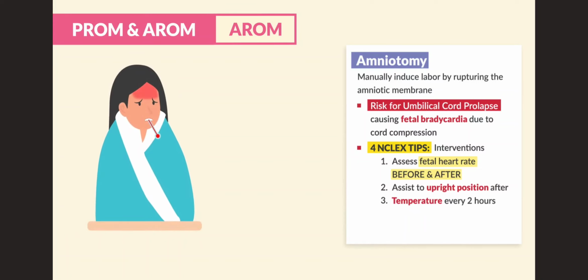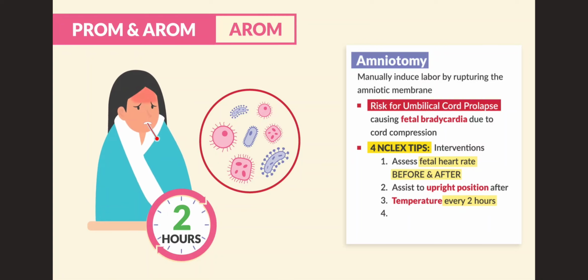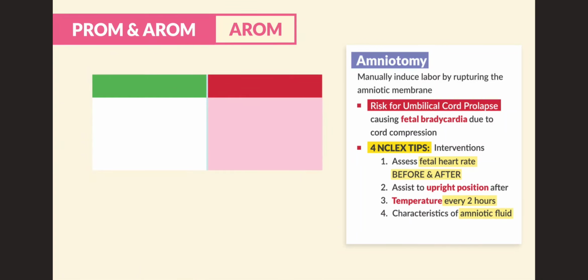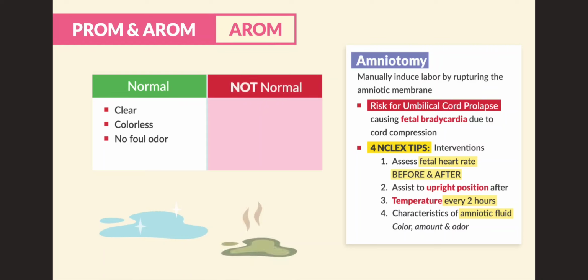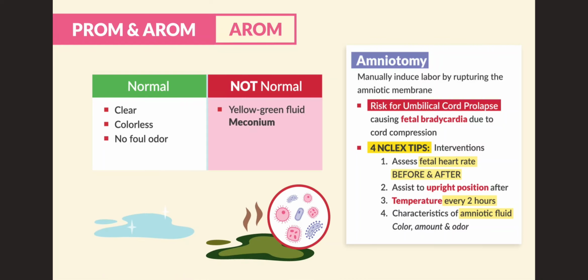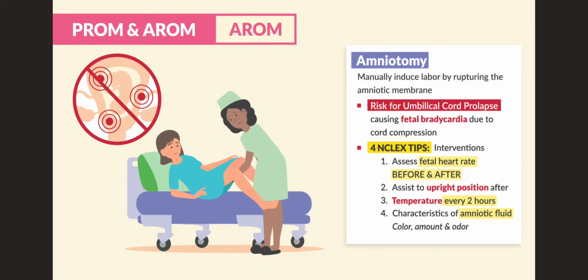And number 3 is a temperature done every 2 hours because we can spot infection. And number 4 is characteristics of the amniotic fluid. We want to look for color, amount, and odor. So normal amniotic fluid should be clear or colorless with no foul odor. Now what's not normal and may indicate infection is yellow-green fluid that also may indicate meconium, and strong foul odor that once again may indicate infection. So don't let the NCLEX trick you here. This procedure is painless. However, the client may experience some pressure and slight discomfort.